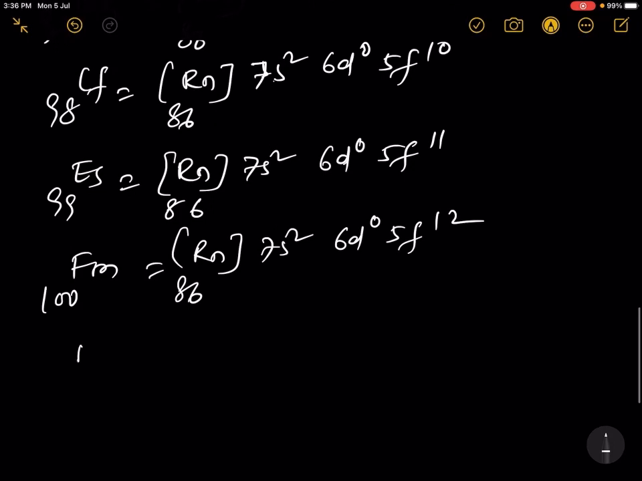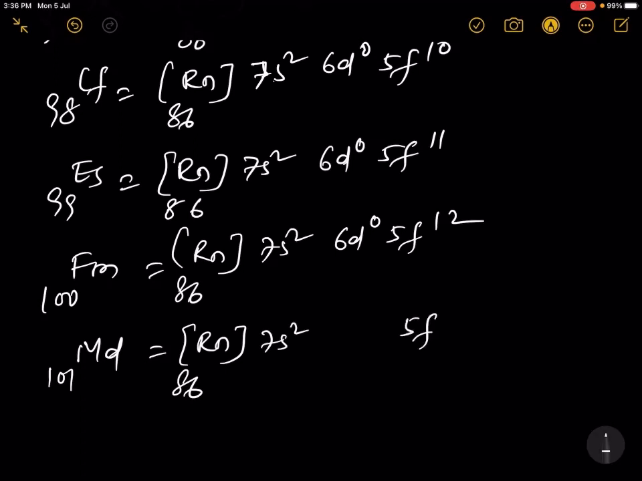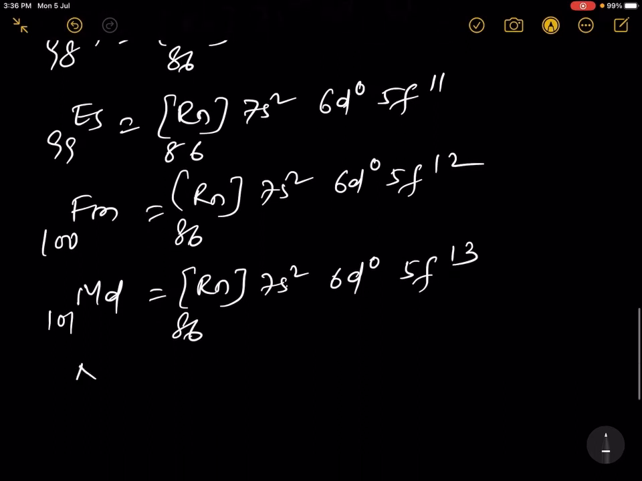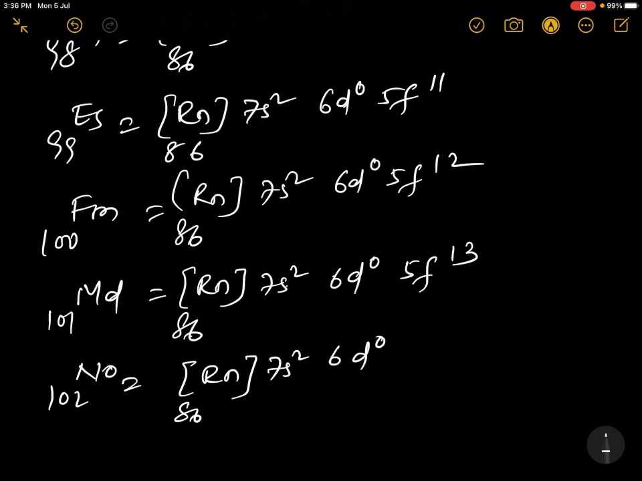Then mendelevium, Md, atomic number 101, Rn at the core 86, 7s2, 5f13, 88 plus 13 becomes 101. So there is no 6d electron. Then in case of nobelium, atomic number is 102 and its configuration is like this: Rn 86, 7s2, again 6d0, 5f14.